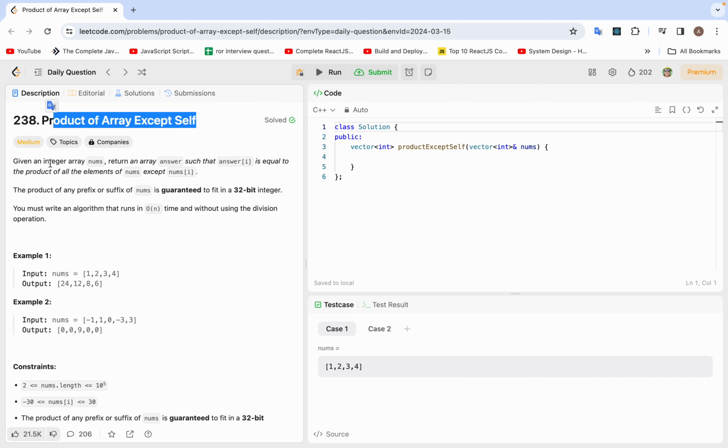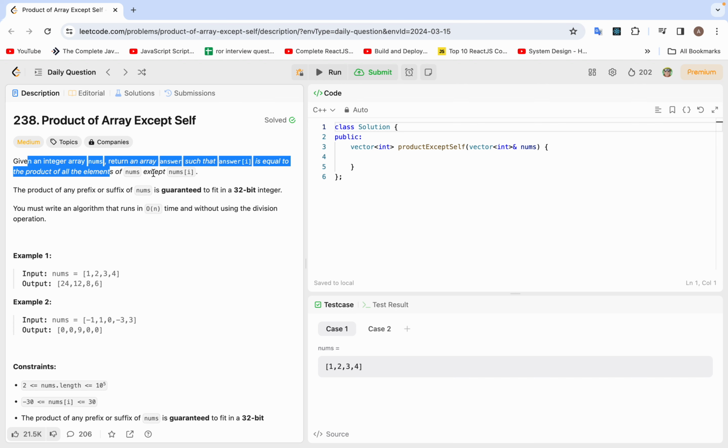Given an integer array nums, return an array answer such that answer[i] is equal to the product of all elements of nums except nums[i]. So we need to find the product of all elements of nums except this nums[i]. It means that for the first index, it will be equal to 2 times 3 times 4, which is 24. For index 2, we will multiply all the elements except 2, which equals 12.